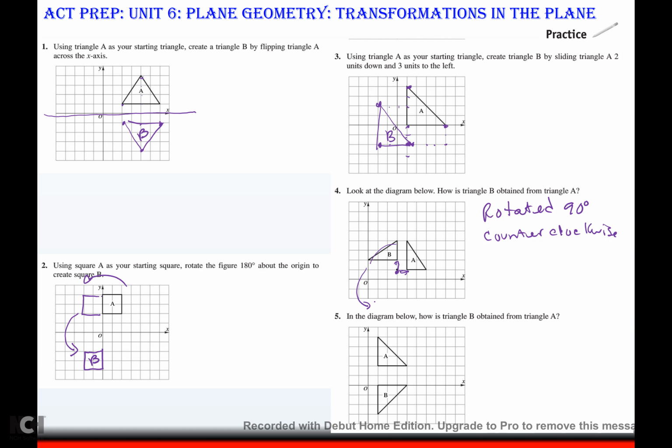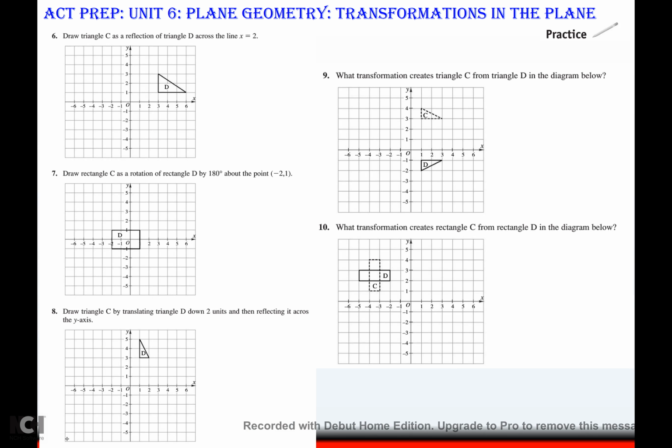B5 says, in the diagram below, how is triangle B obtained from triangle A? Well, it's not reflected over the x-axis, but it's reflected over this line, which the equation of that line would be y equals 1. So what I would say is that it's a reflection over y equals 1. Okay?